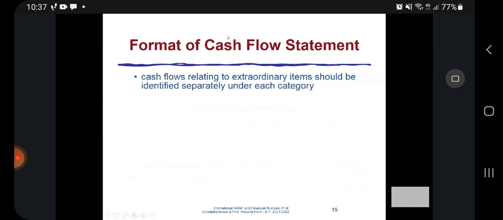Also, cash flows relating to extraordinary items should be identified separately under each category. Actually, this paragraph is an outdated one in IAS 7. IAS 7 is a very old standard nowadays. We know that extraordinary items are not allowed to be reported anymore because nothing can be considered extraordinary any longer. Everything that happens to a company is within ordinary conditions of the business. We may have normal and abnormal, but we may not have extraordinary items anymore.